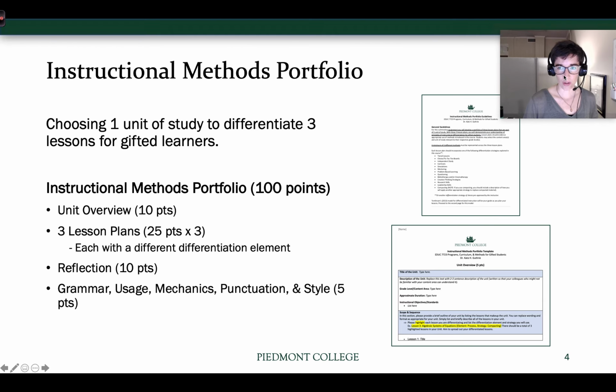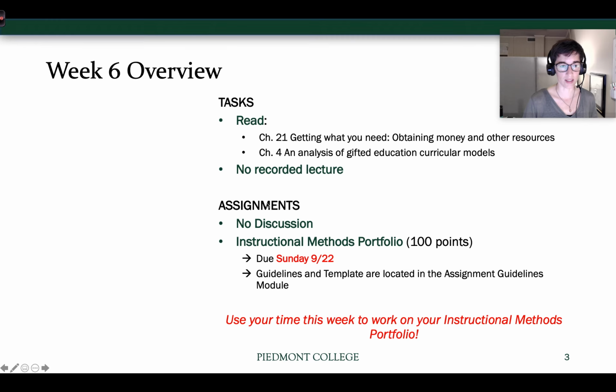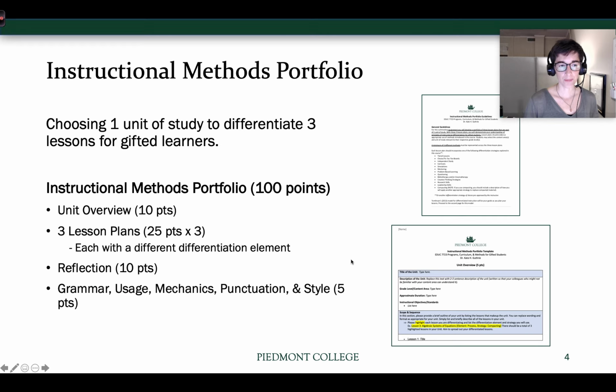So just a reminder that with that 100-point assignment, your unit overview, which is in the template, is all mapped out for you. It's 10 points. There are 3 lesson plans that are 25 points each. Each needs to have a different differentiation element. And make sure that in the way you redesign these 3 lesson plans, you're using one of the strategies that you've learned in this course, and we've showed you several strategies that you can use, but make sure that you're also keeping your learners in mind.